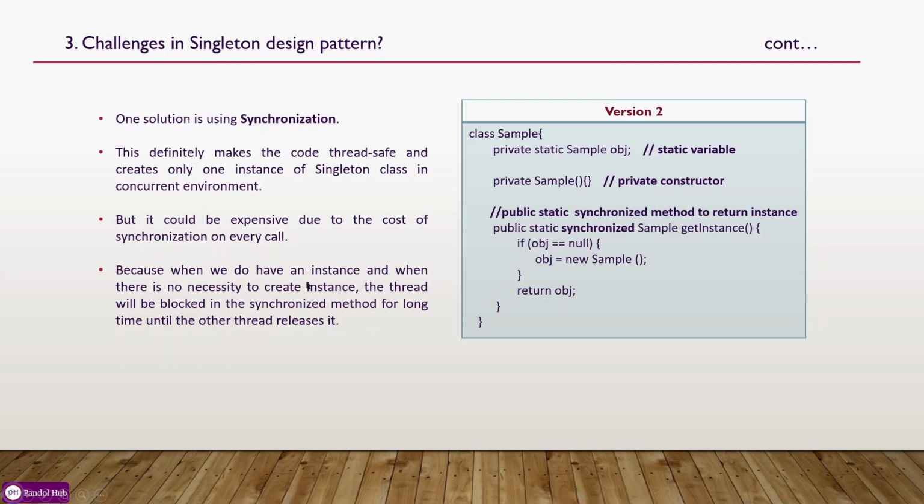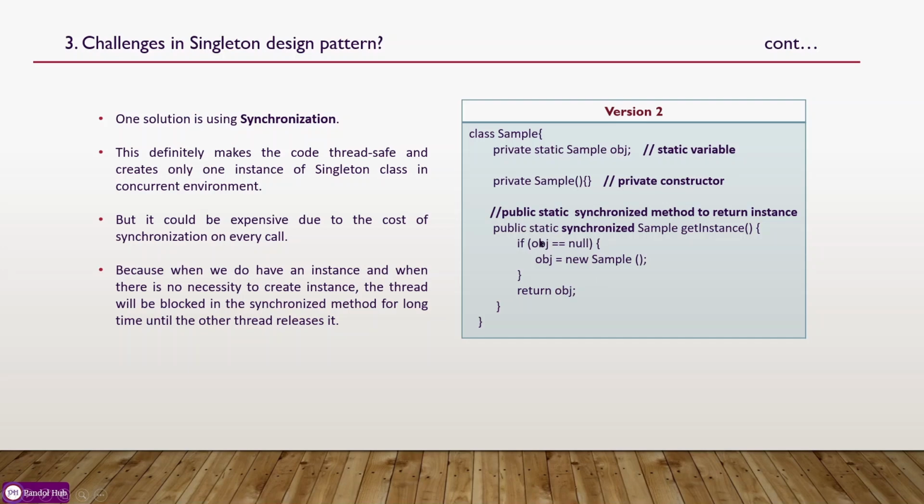And one more point here is that even when we already have an instance and there is no necessity to create one, the thread will be blocked in the synchronized method for a long time until the other thread releases it. Inside the synchronized method, when you look at the logic, only if the object of this singleton class is null, if it is not instantiated, will it instantiate it and then return it. So only the first time do we not have the object instantiated.